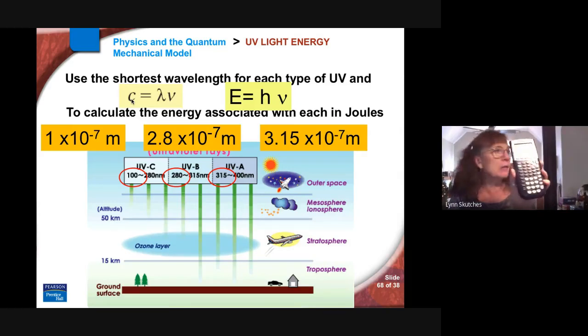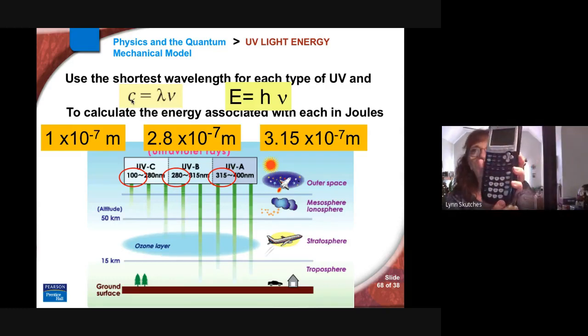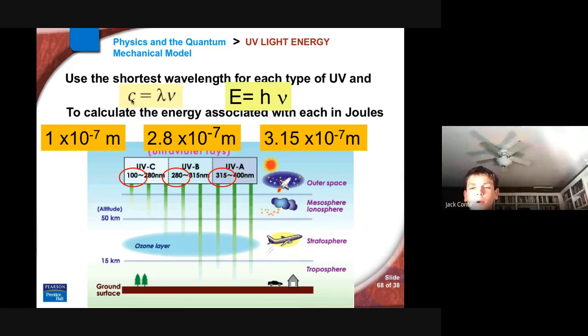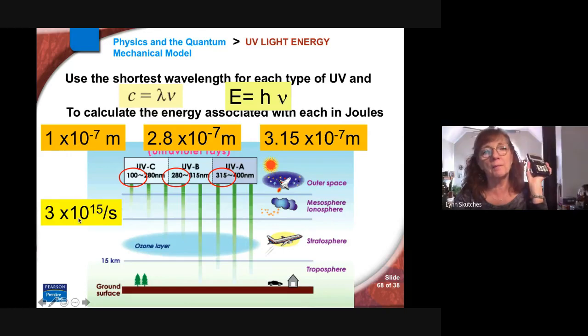Notice I didn't hit the times button. I didn't hit the 1 or the 0. Then I'm going to hit the division button, then 1, second EE, and then plus-minus, or the minus in parentheses, not the subtraction button, 7. That's 1 times 10 to the minus 7. And you should get 3 times 10 to the 15th.